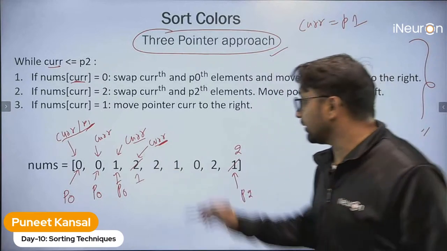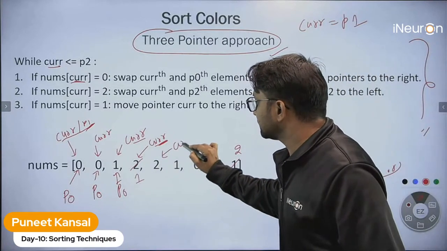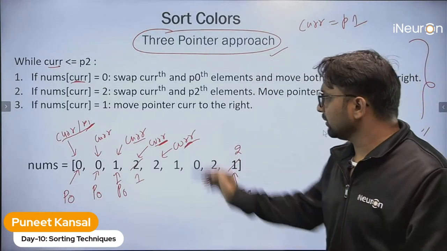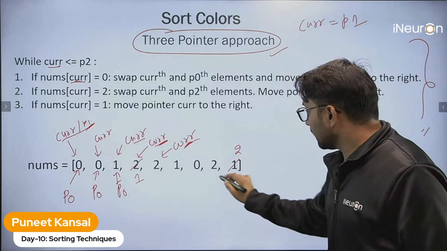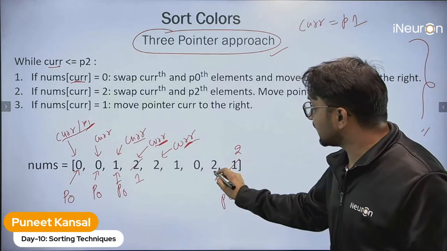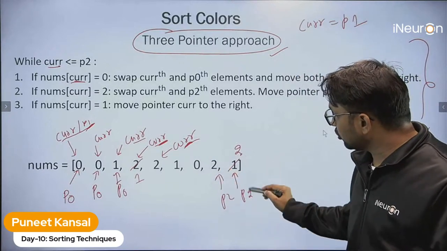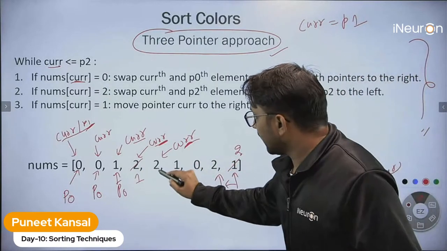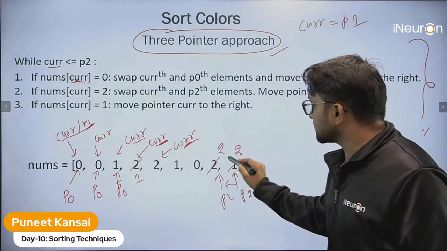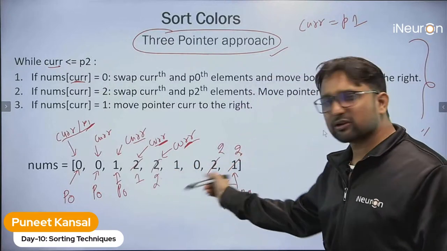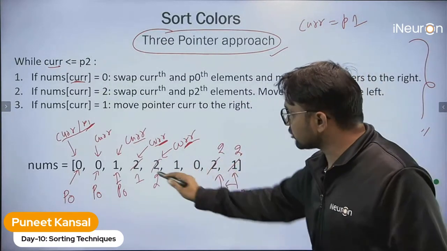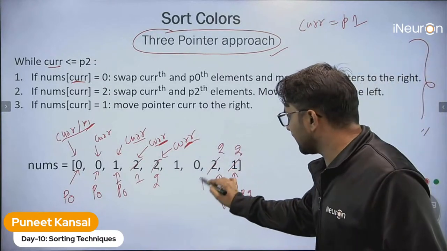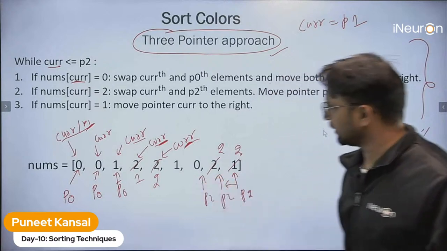The moment I find 1, I will increment the current. 1 I'm finding, I'm incrementing it. If 2 I'm finding, I'm swapping with the last element. Right now I put 2, I will move this pointer also. Now I find 2, so put it at the last place, swap it with the last element. Although the last one is also 2, it's okay, we will swap it because we know that when we find 2, it should be at the last, and then we can move our pointer this side.